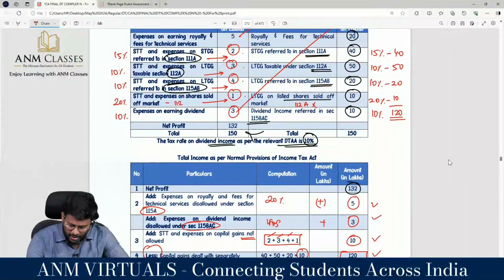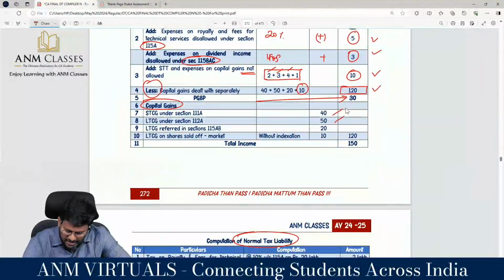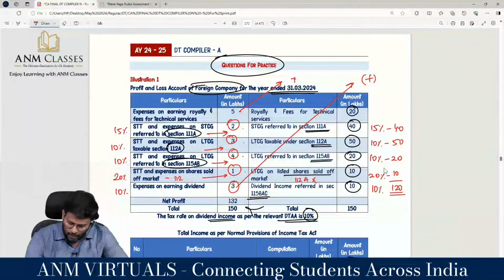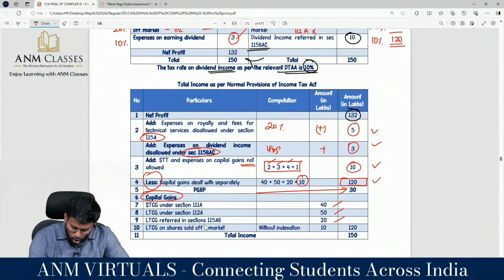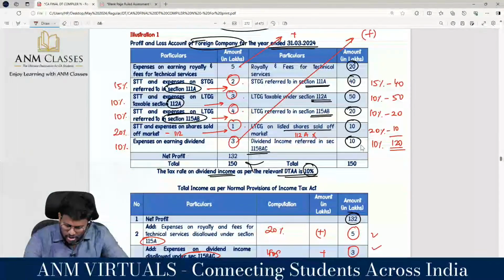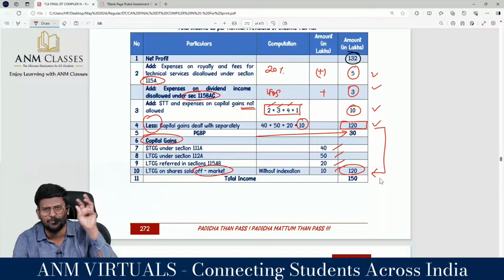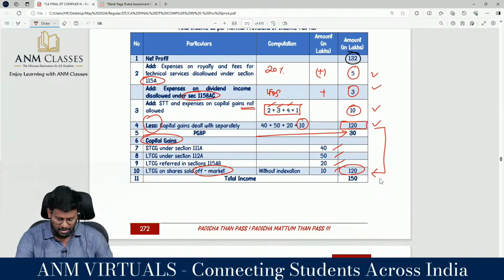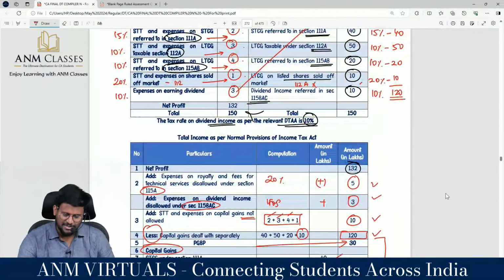STCG taxable under 111A, 40 lakhs. Yes. LTCG taxable under 112A, 50 lakhs. Yes. LTCG referred under 115AB, 20 lakhs. Yes. LTCG on sale of shares off market without indexation, 10 lakhs. Yes, these are the capital gains, totally 120 lakhs. That means whatever has been removed from the PGBP I am taxing under capital gain. So the total income is 150 lakhs, which is 30 lakhs PGBP and 120 lakhs capital gain.